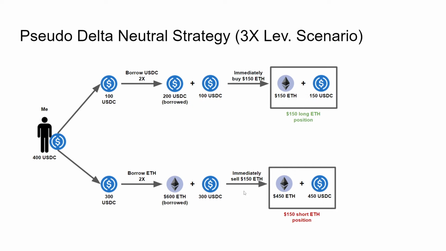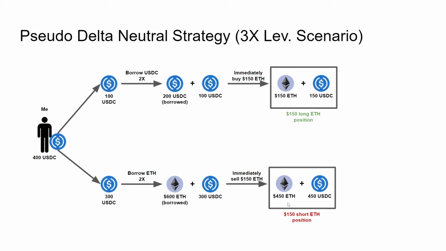And this is because I've borrowed Ethereum and immediately sold it in hopes to buy it back later at a cheaper price. That means I'm betting that Ethereum goes down. So that is the short position. At the very end of this, what I have is $450 worth of Ethereum plus 450 USDC. That results in a $150 short Ethereum position because I sold $150 worth of ETH immediately.